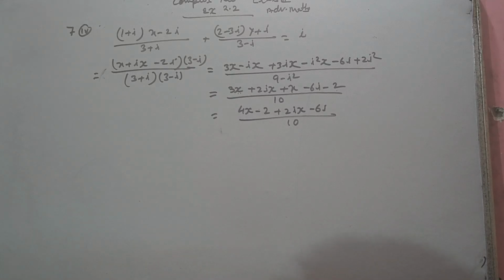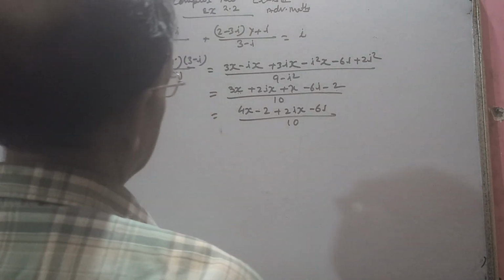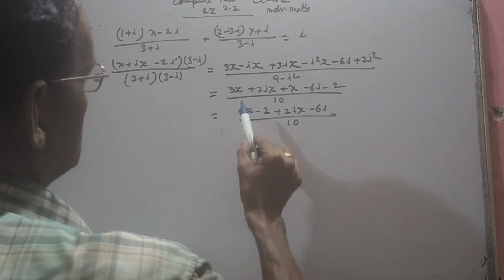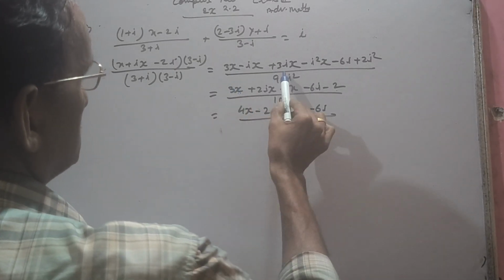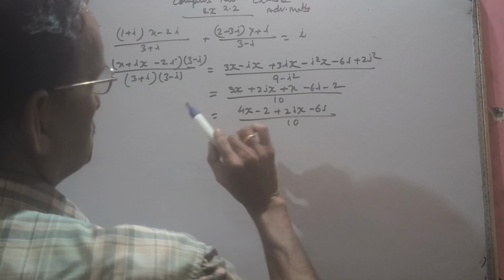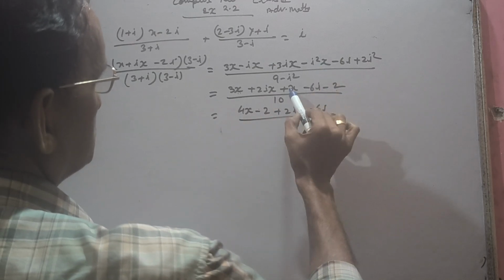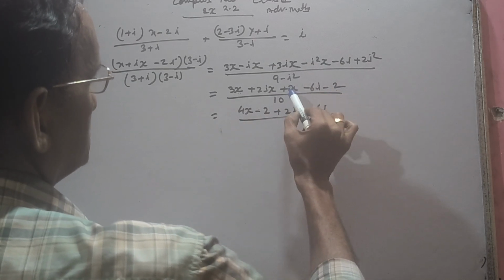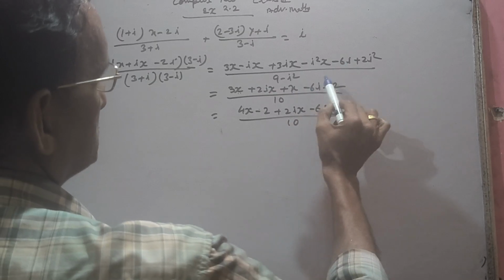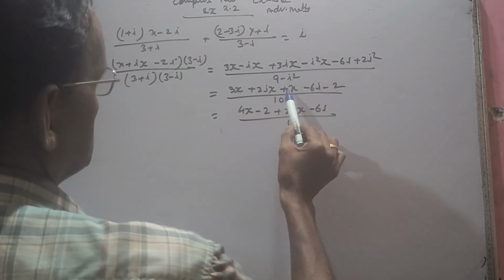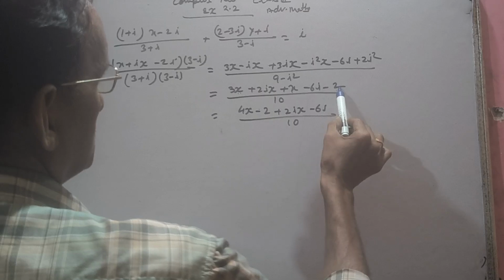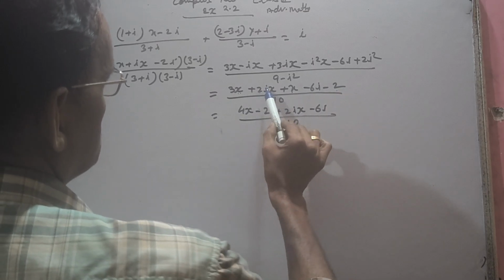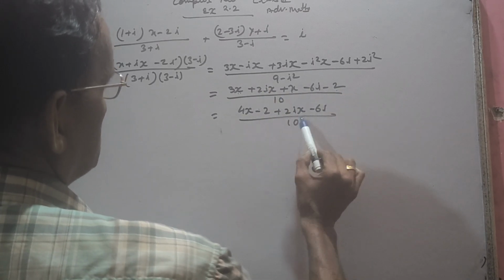This is okay? Okay. This is the first section we have simplified. You can check it: 3x, 3ix minus ix plus 2ix, i squared x minus i squared plus x minus 6i minus 2. So 3x plus x, 4x minus 2 plus twice ix minus 6i by 10.